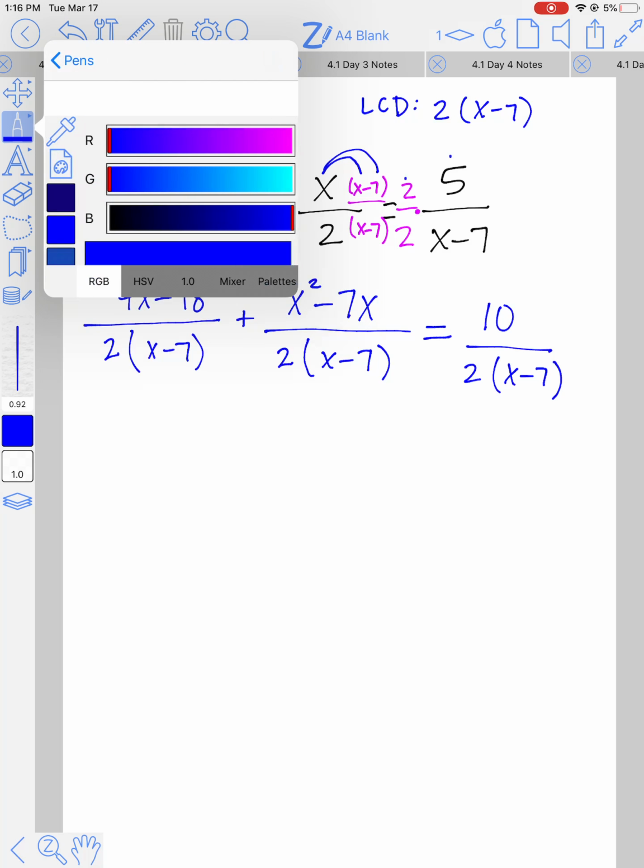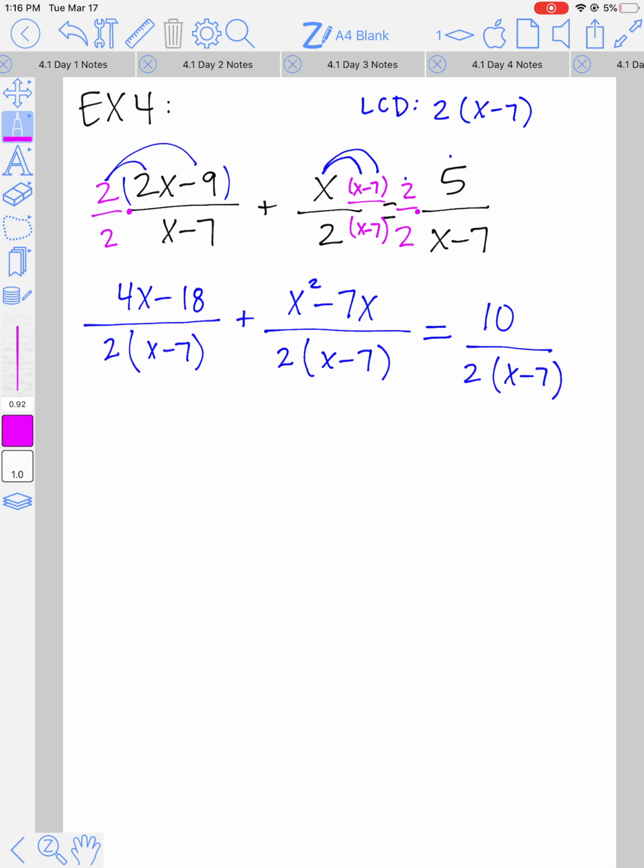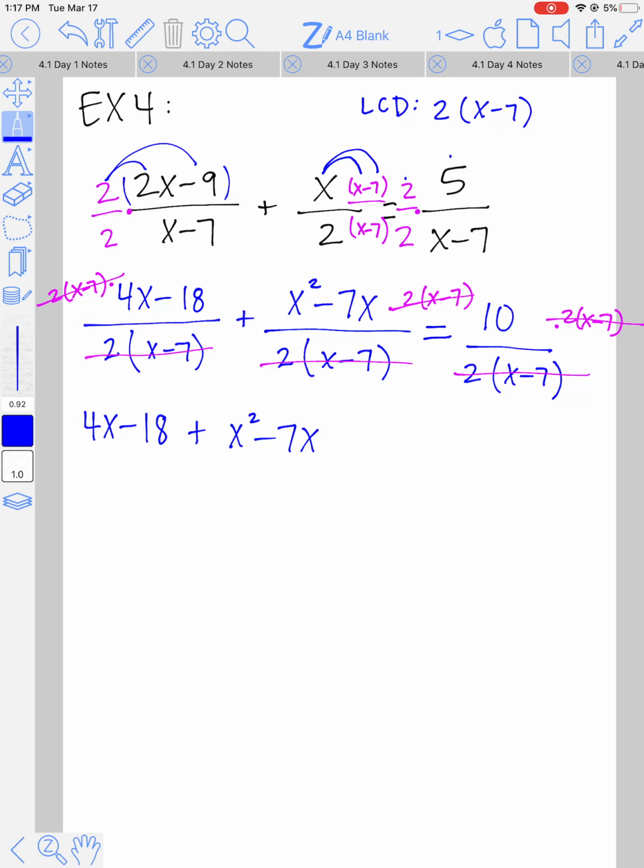Okay. Again, once I have a common denominator with everything, we'll want to multiply everything by the denominator. Again, because it's going to cancel and we won't have to worry about denominators and we won't have to worry about fractions, and it just makes our lives a little easier. So we can cancel all of those out. And we're just left with the numerators. So I'll have 4x minus 18 plus x squared minus 7x equal to 10.